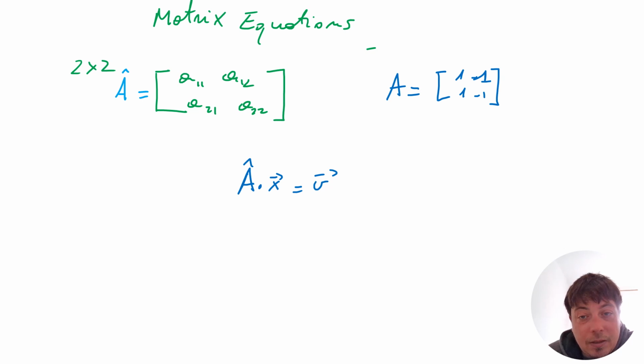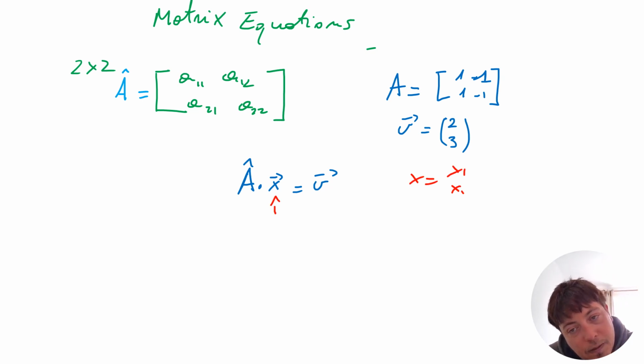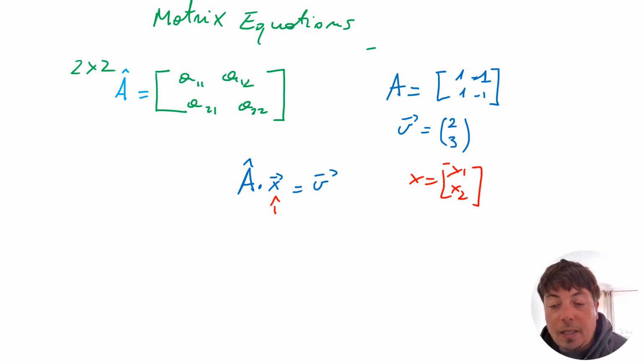And the vector, let's say is, I don't know, let's do 2 and 3. But okay, it's a vector, 2 and 3. And our equation is to find x. x is x1, x2. And you see now that there are two numbers that we need to find, x1 and x2.